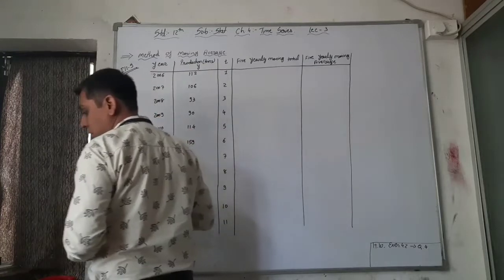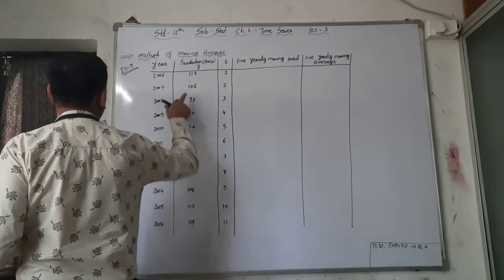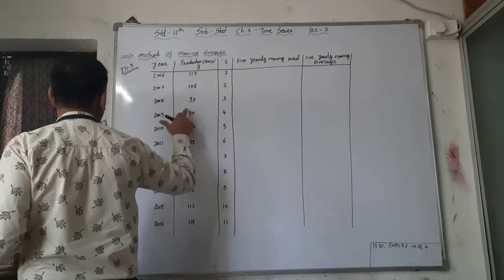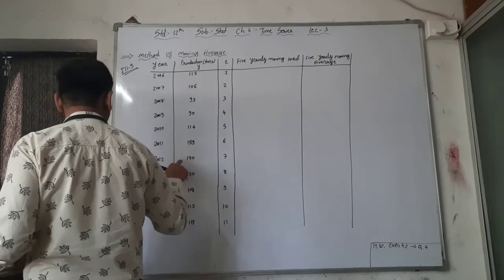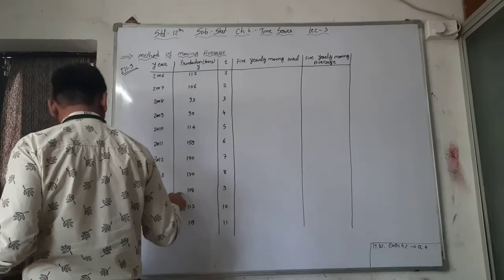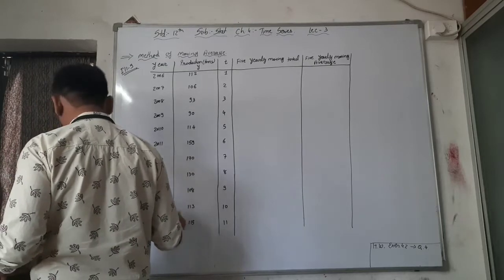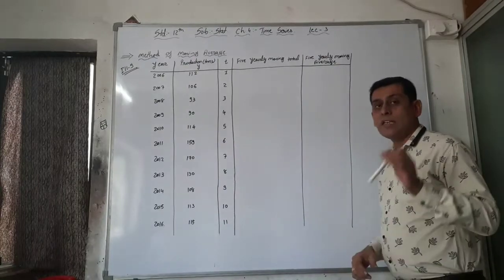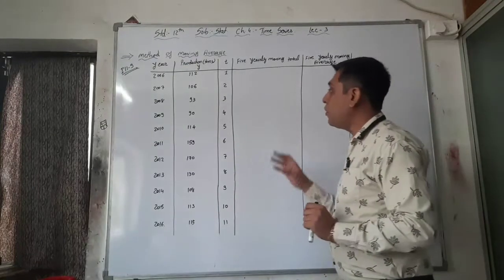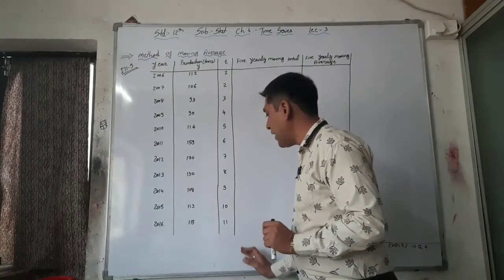Now this is the question. Production 112, then 106, 93, 90, 114, 159, 170, 130, 108, 113 and 115. And see here the time, that is T column, is given 1, 2, 3, 4, 5, 6, 7, 8, 9, 10.